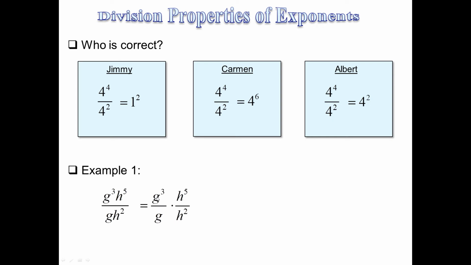So now I look here, I have g to the third divided by g. I'm going to do it the same way, where I keep the base and subtract the exponents. So that's going to be 3 minus 1. And then I have h to the fifth divided by h squared, which is keep the base, subtract the exponents, which is going to give me g squared times h cubed.